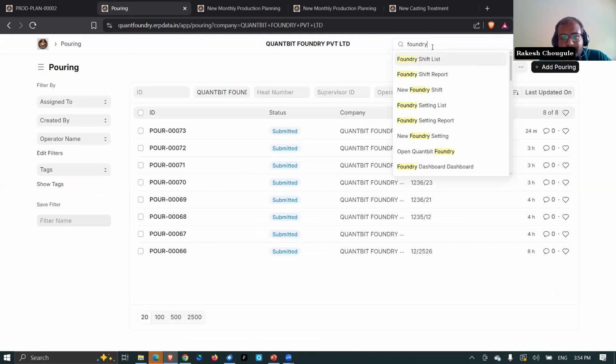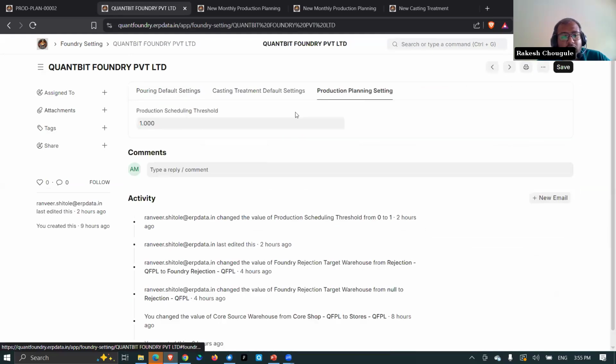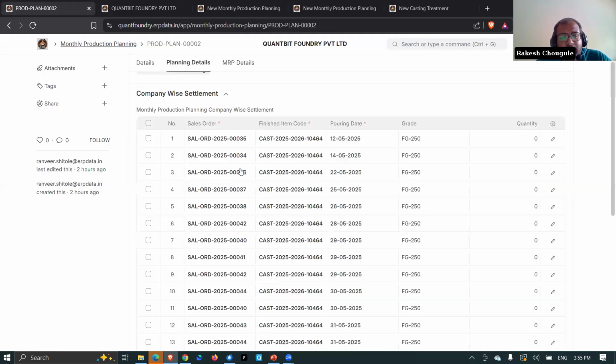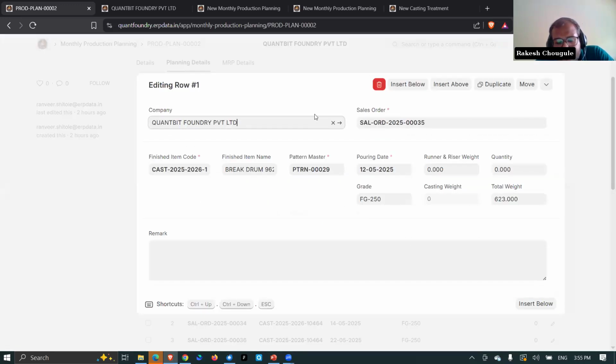In foundry setting we have configured the buffer days for production planning. Let's say the buffer is 1 day. If my delivery date is the 13th, then I have to make the pouring on the 12th of May, or if buffer days are 10, then I have to make the pouring entry on the 1st of May. So can I deliver on time to the customer? Here you can see the weight of the particular order.